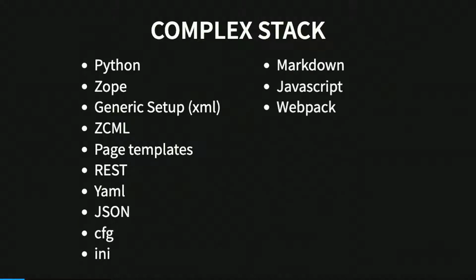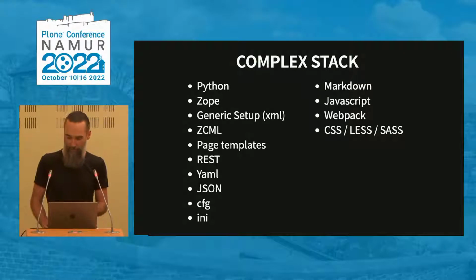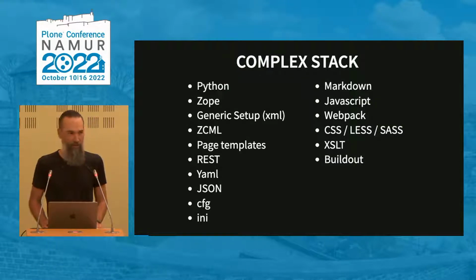We have JavaScript, we have Webpack, we have CSS and all the variants, because we started with Less and then we switched to Sass, as I heard. We have some XSLT if you're doing Diazo. We have buildout, which I don't think we have anymore. So these are some of the older technologies, which luckily we get rid of at some point.